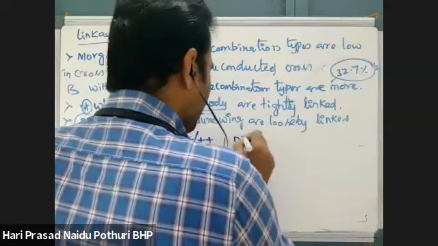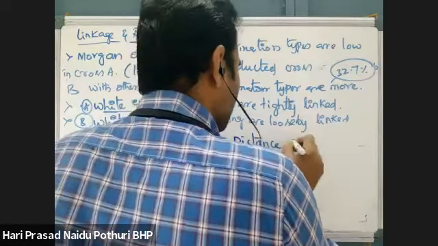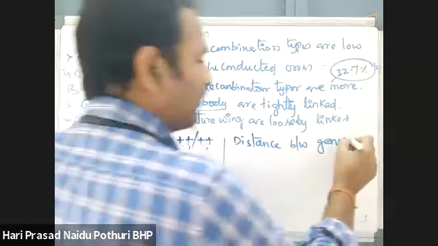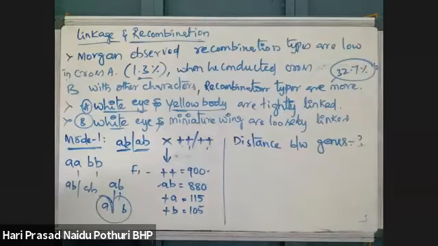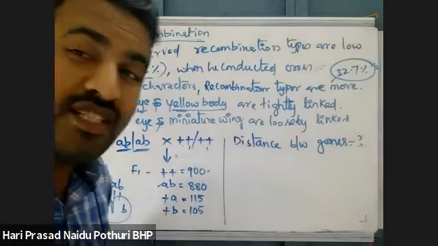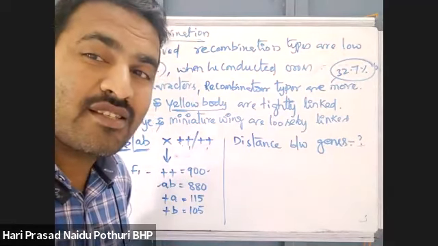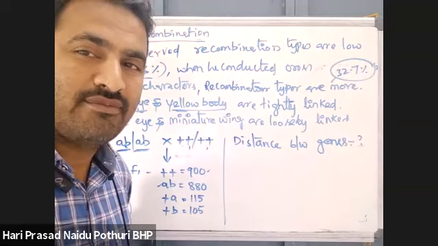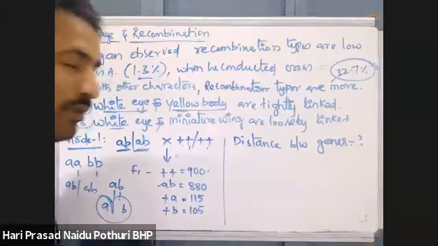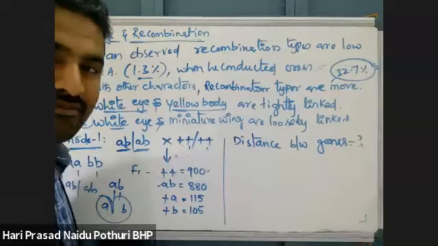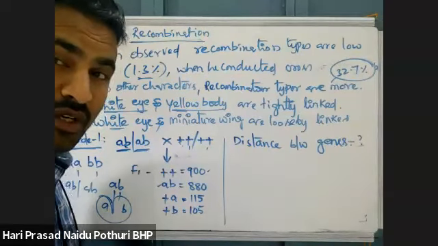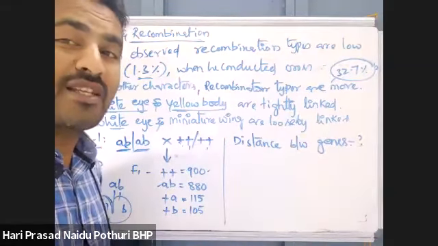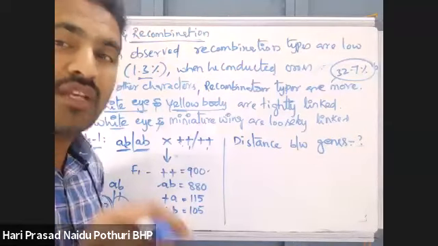Based on that, what is the distance between genes? This is the question. How to find the distance? Distance is measured in centimorgans, which are map units. Centimorgans or map units are called distance. What is a map unit? Map unit is recombination percent. What is recombination percent? Recombination frequency times 100.